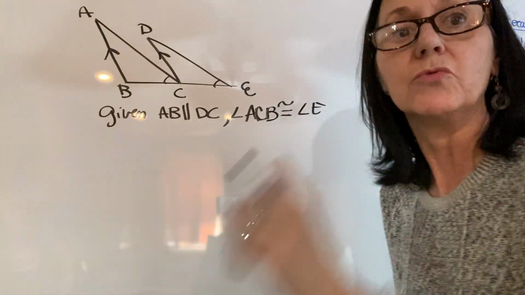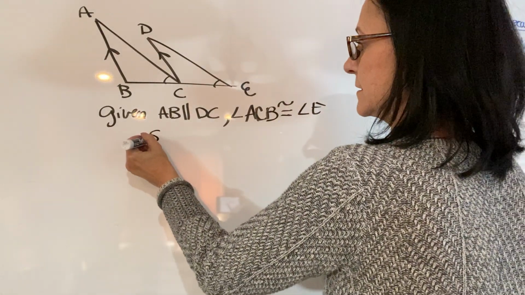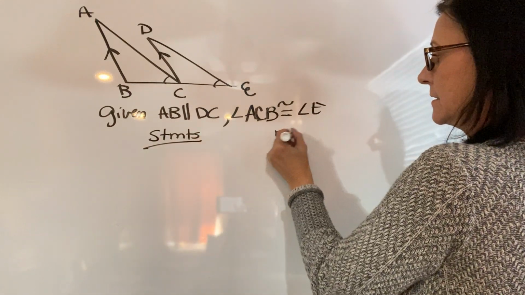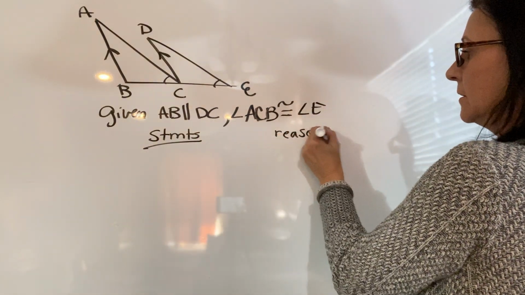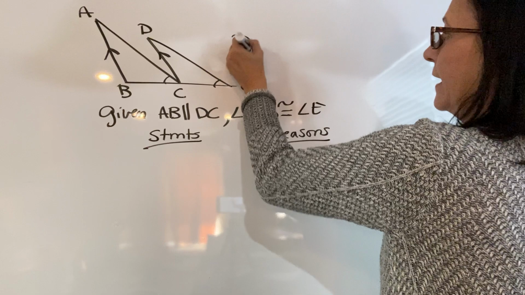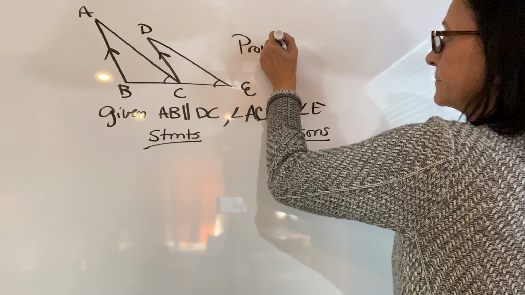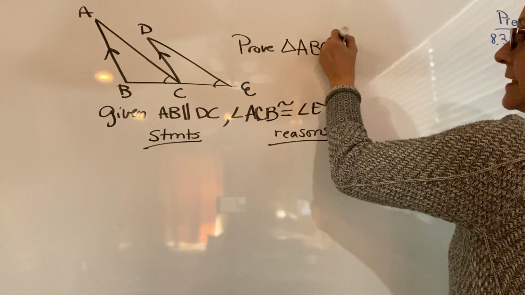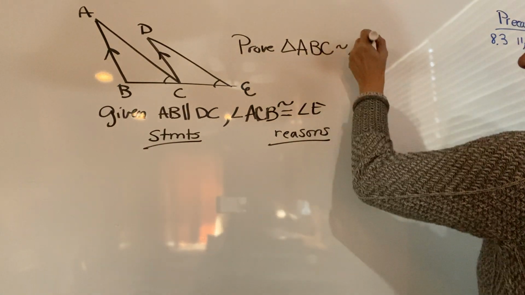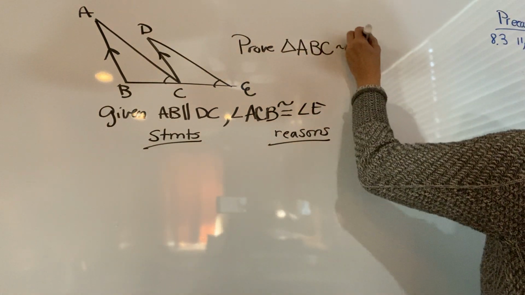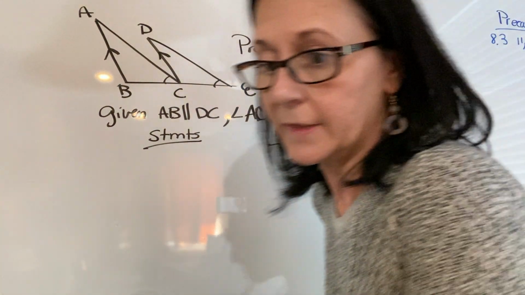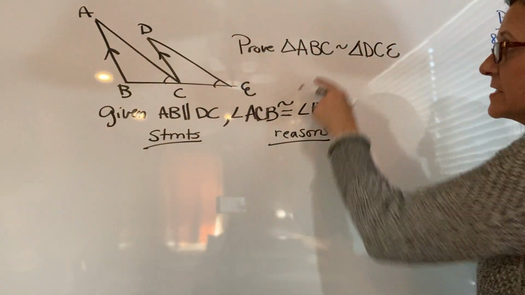All right, remember, your statements, your reasons. And here's what we're proving. I didn't even write that. We're going to prove triangle ABC is similar to triangle DCE. That's what we're proving, that these two are similar.